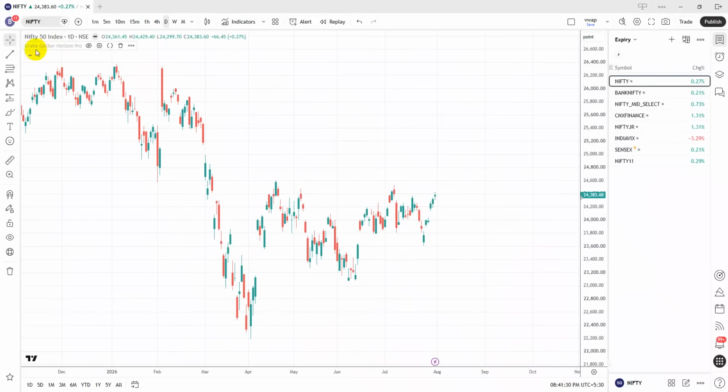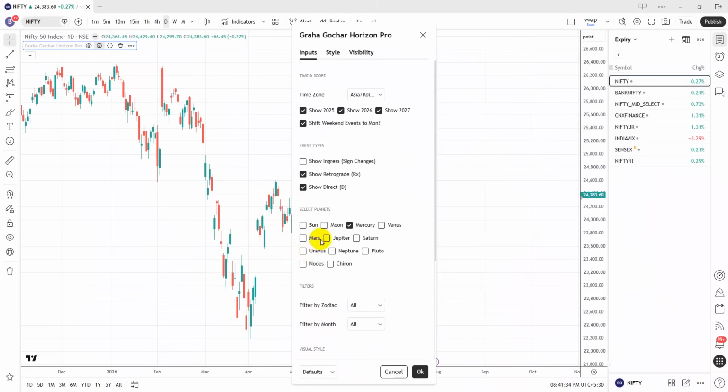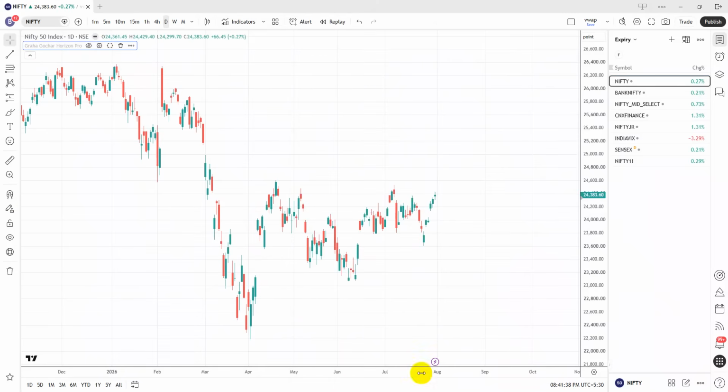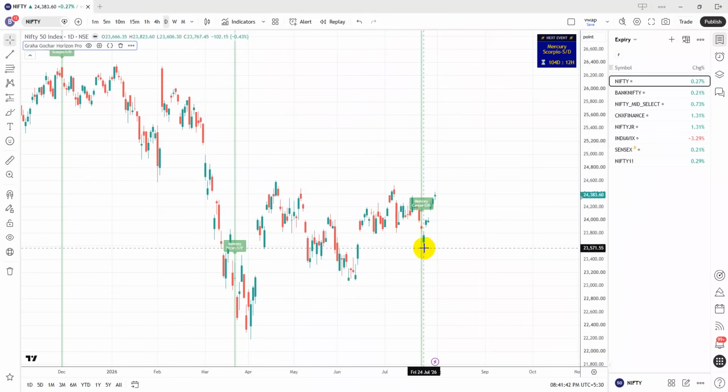Now, this is our indicator, Graha, Grow and Gochar. These are all proprietary indicators. If I just put here whenever Mercury turns direct, it tells us. See, Mercury turned direct on this day. After that, we bottomed out. From there, we had a massive rally. Mercury turned direct here, again we bottomed out and had a big rally.